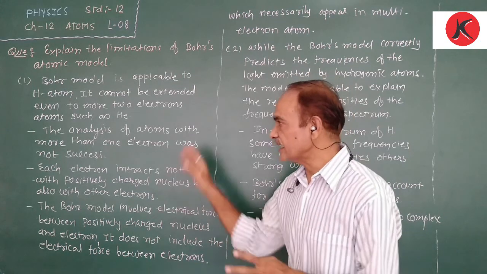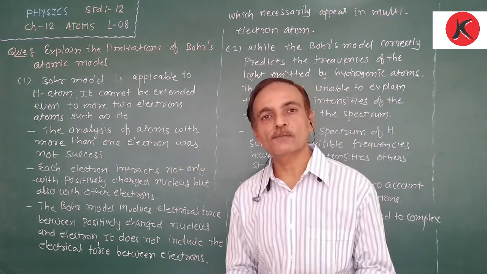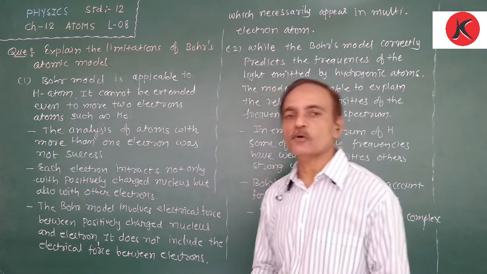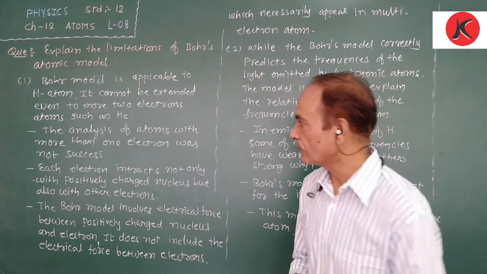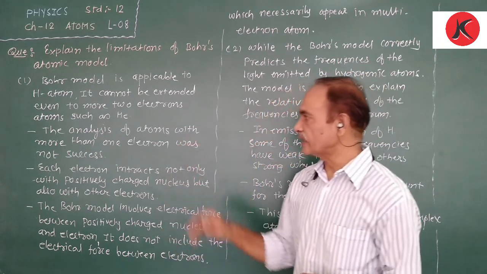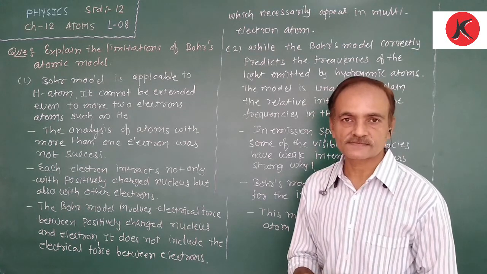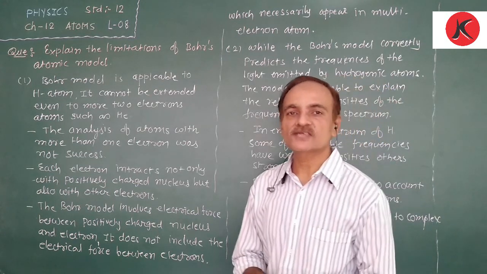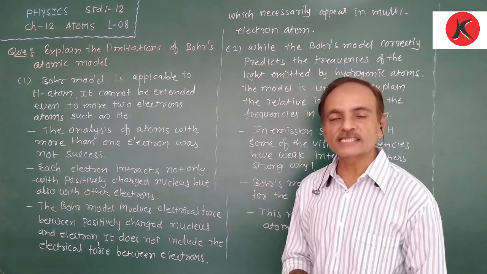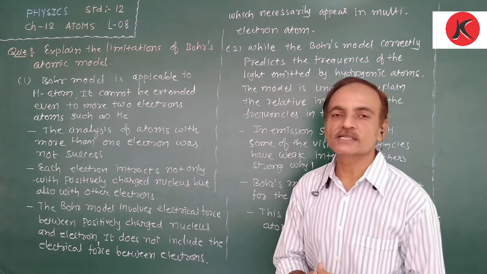Right? What difficulties arise when we apply Bohr's atomic model to the helium atom, or an atom having more than one electron? The analysis of atoms with more than one electron was not successful. The analysis cannot be successful by using Bohr's atomic model for an atom having more than one electron.